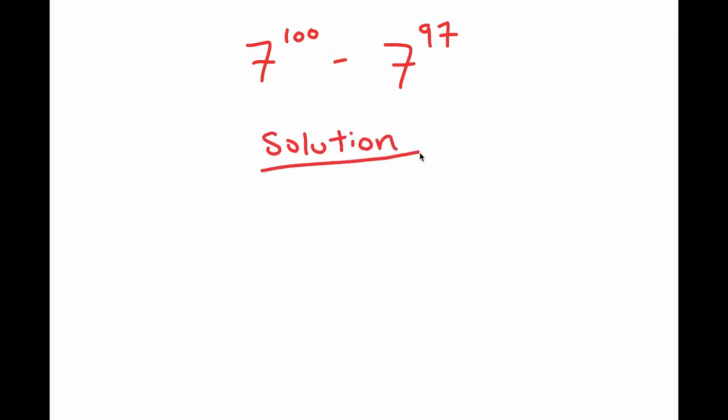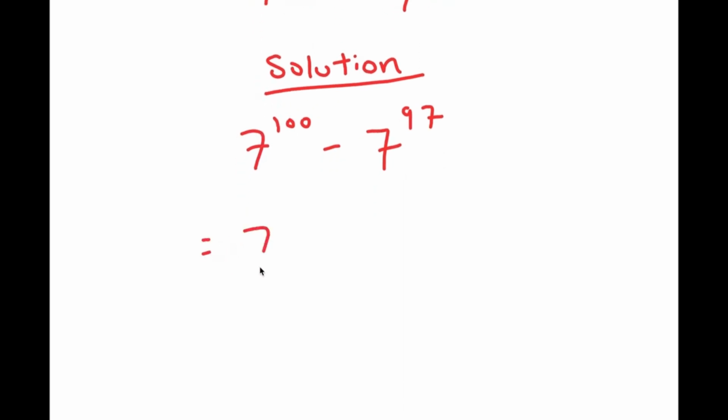Alright, so in this video, I'm going to be solving the problem 7^100 - 7^97. So for my solution, I'm going to rewrite my problem right here. And the first thing I'm going to do is rewrite 100 as 97 + 3. So I get 7^(97+3) - 7^97.